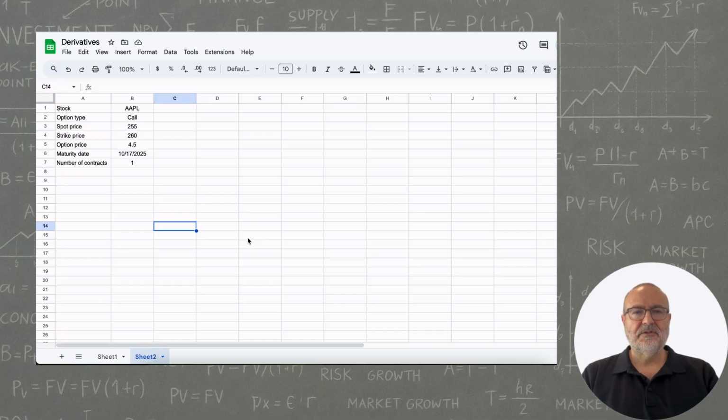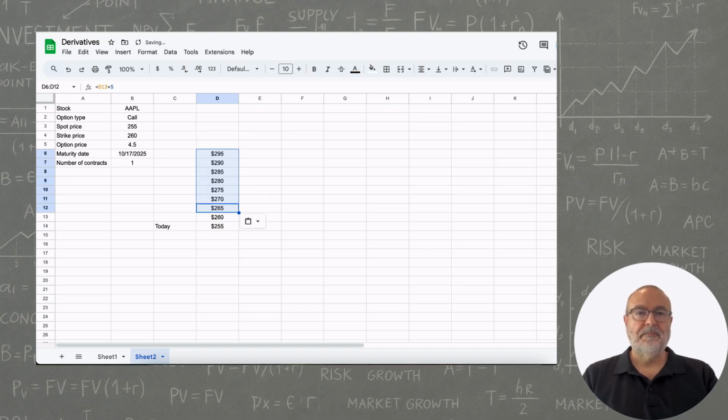Next, let's create a list of possible prices for the underlying stock, Apple, for our scenario analysis. We will increase the price by $5 going up. We will decrease the price by $5 going down.